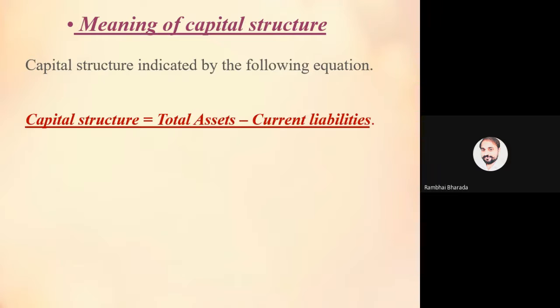In accounting language, capital structure is equal to total assets minus current liabilities, or else you can write it like this: capital structure is equal to equity capital plus preference capital plus debt capital plus reserve and surplus. Reserve and surplus means your internal sources, your retained earnings. Are we clear? Again I repeat, capital structure means a combination of different sources of finance that includes equity, preference, debt, and internal sources. So it is a sum total of equity, preference, debt, and internal sources. Are we clear about the concept? Okay.